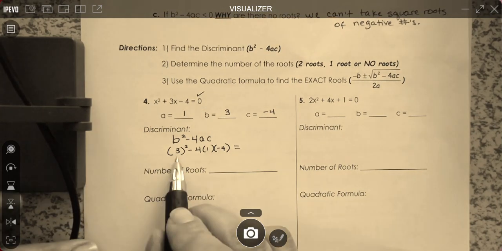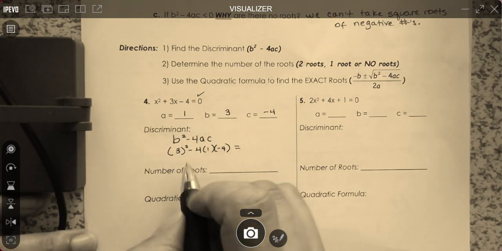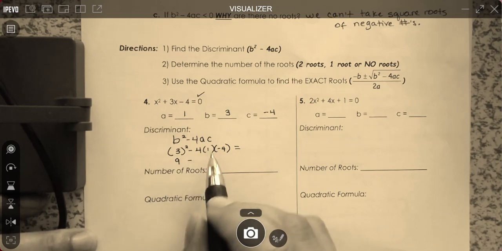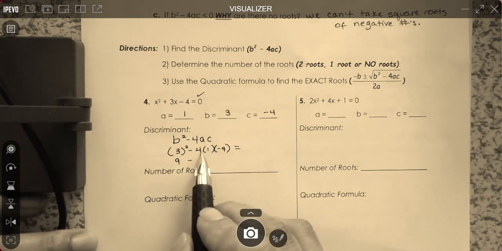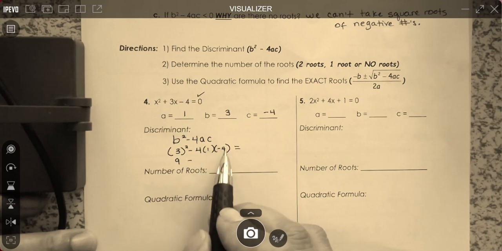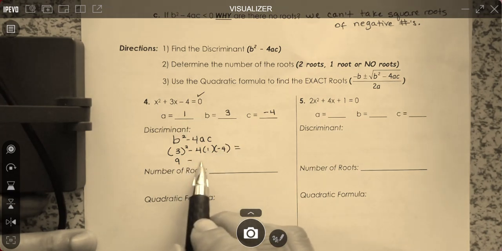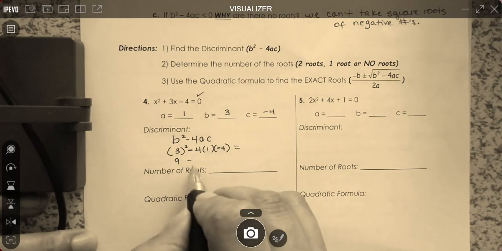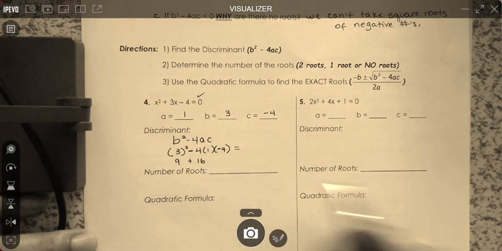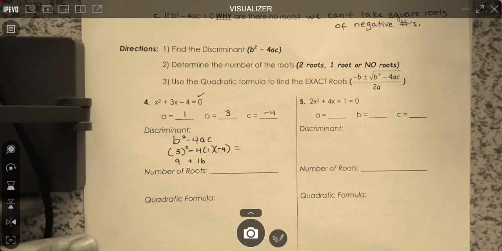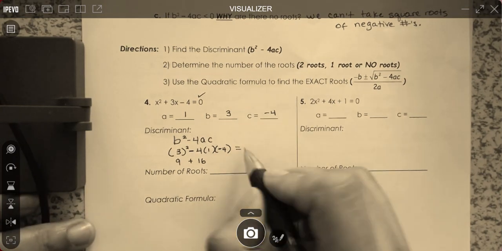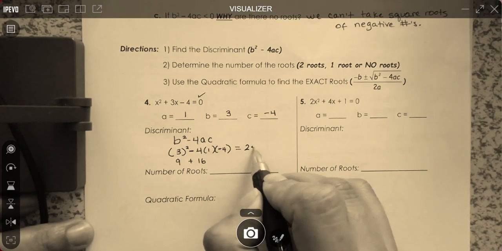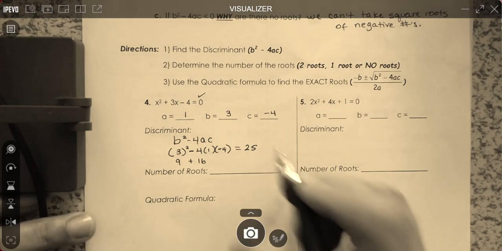All right, let's see, what's 3 squared? 9, perfect. What's 4 times 1? And then times another 4. Is it going to be plus 16 or minus 16? What's negative times negative? So it's going to be plus 16, right? Or you can use a calculator. I'm just working it out in our heads, okay? So 25. All right, so this is your discriminant. D equals 25.